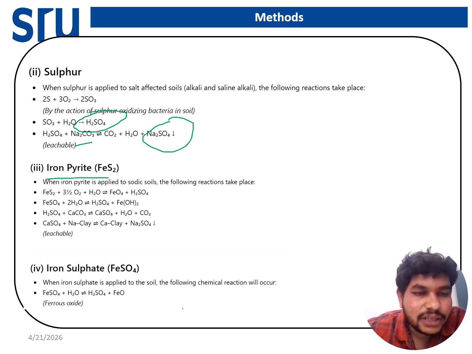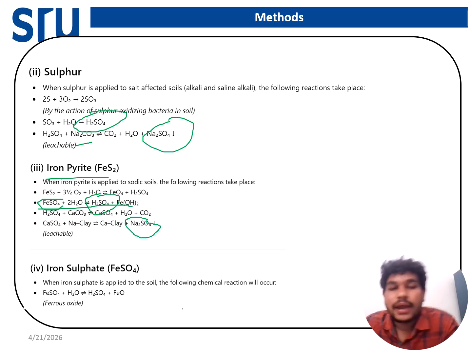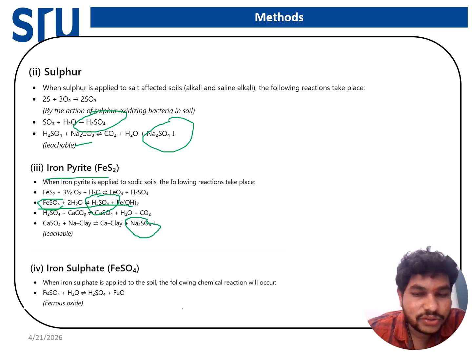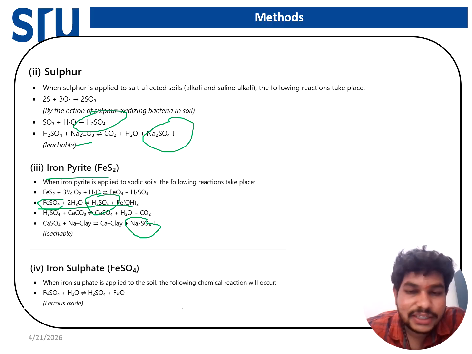When you use iron sulfate, the iron sulfate will get oxidized and convert into H2SO4. That H2SO4 will react with the calcium carbonate, and calcium sulfate will form. Then calcium sulfate will react with the sodic soil. The sodium will exchange and form sodium sulfate and get leached out. That way we are reducing the sodium content in the soil. So most important is first the amendment, followed by the leaching requirement.